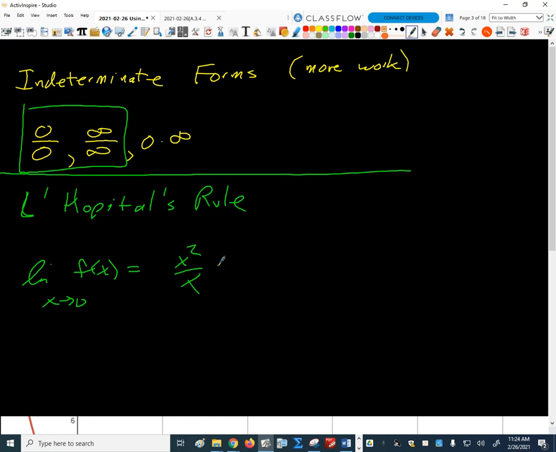Okay. Well, by L'Hopital's rule, if the limit of f of x as x approaches 0 is x squared over x, it's also equal to the derivative of the top, which is 2x, over 1. As x approaches 0, what do we get? Well, we're getting 0, aren't we? Right? Indeterminacy resolved, right?